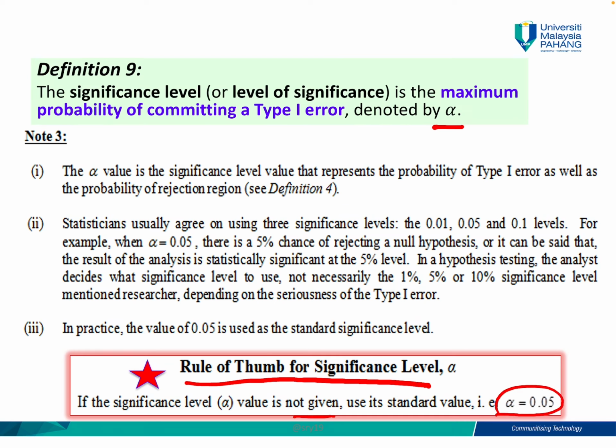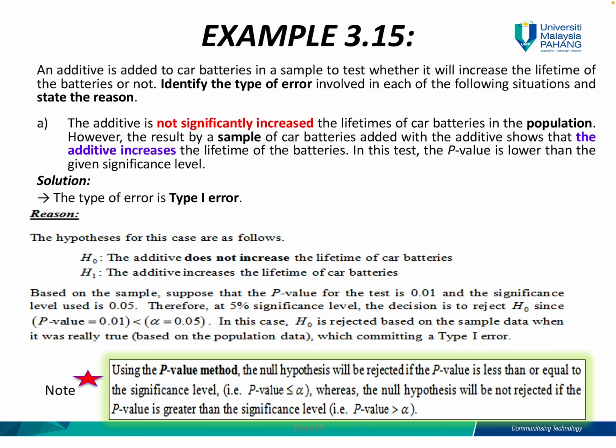Statisticians usually agree on using three significance levels: 0.01, 0.05, 0.1. But please look at the rule: if alpha is not given, alpha is 0.05. Okay, so this is an example of the type 1 error.